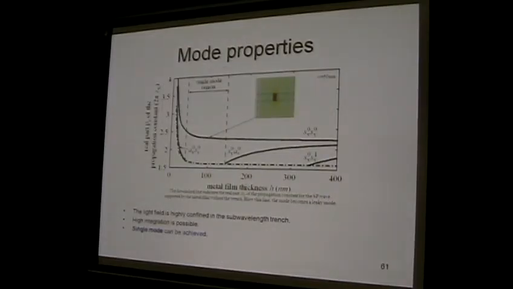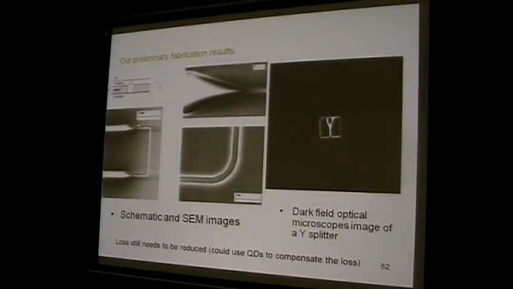We certainly analyzed at that time also the loss: the material loss, the waveguide loss, and the bending loss, all these things in that paper. And we fabricated this plasmonic waveguide with bends, and even devices like a wide-range splitter.